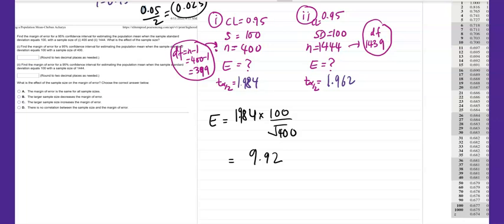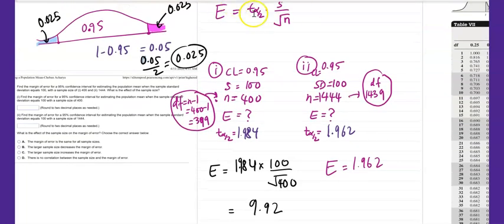And in this case, E equals 1.962, that's the critical value. Again, we have the formula here, times S, which is 100, divided by the square root of N, which is 1444. Okay, so if you simplify using a calculator, you get 5.16 as a margin of error.